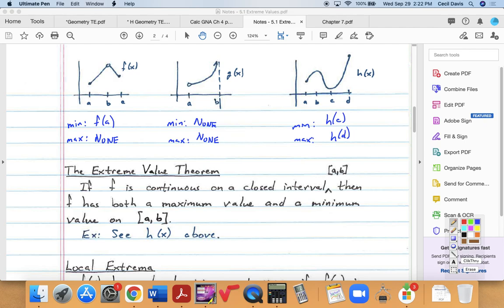So, if f is continuous on a closed interval from a to b, then f has both a maximum value and a minimum value on the closed interval from a to b. That is the extreme value theorem.